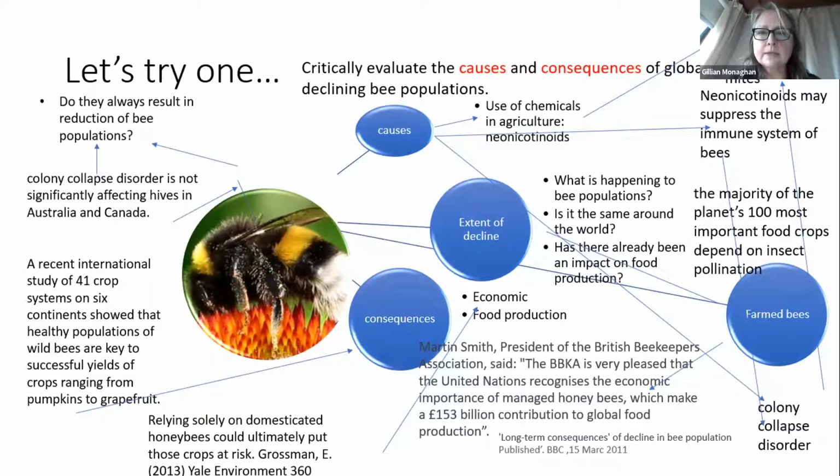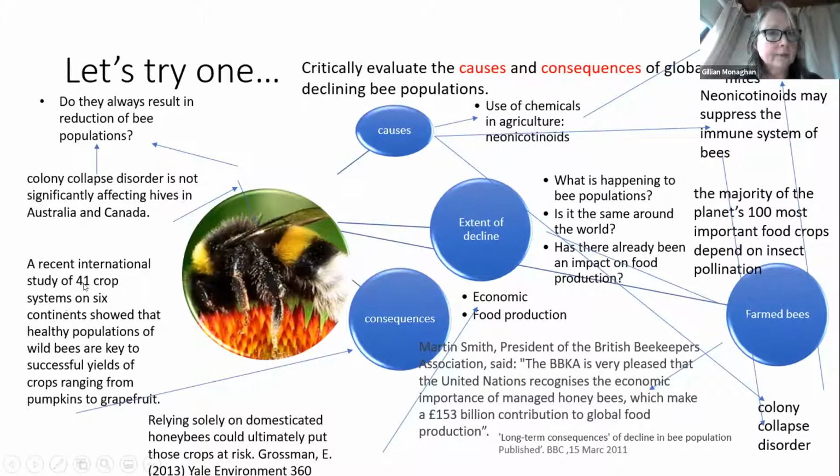But Martin Smith, the president of the British Beekeepers Association, was talking about how the United Nations has recognised the importance of managed honeybees. They contribute 153 billion to global food production, so there's an economic consequence here. But maybe these managed bees are our solution. If we can manage bees, if we can farm bees, we can keep them away from the neonicotinoids, and perhaps keep them away from pathogens and parasites.